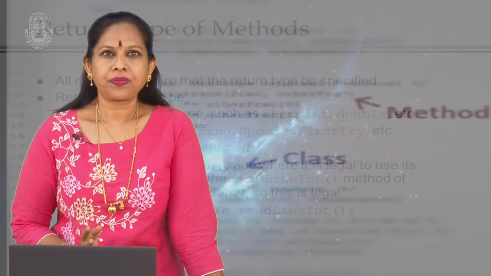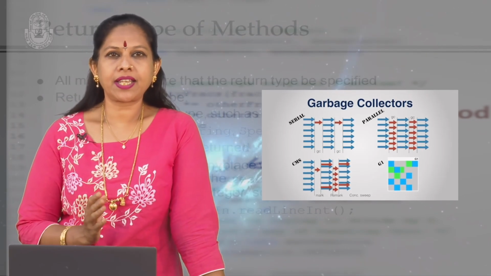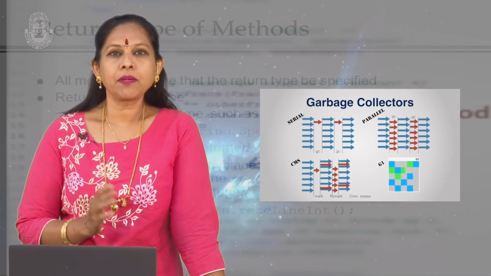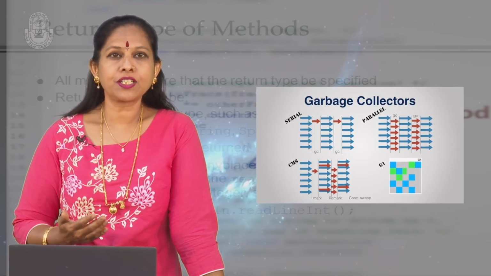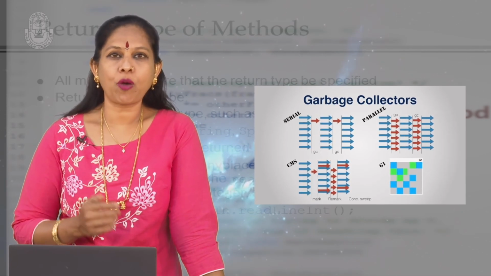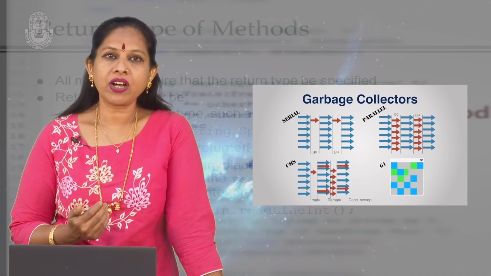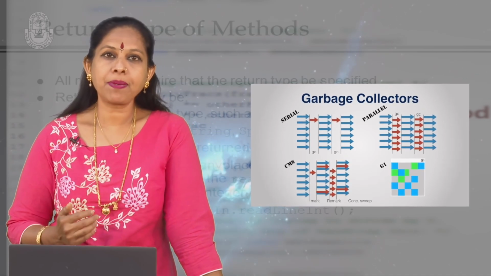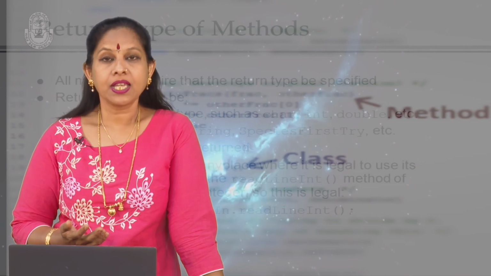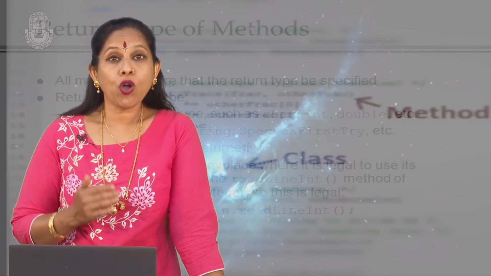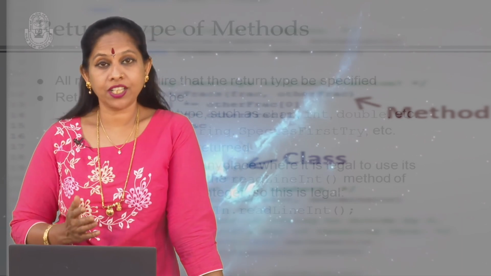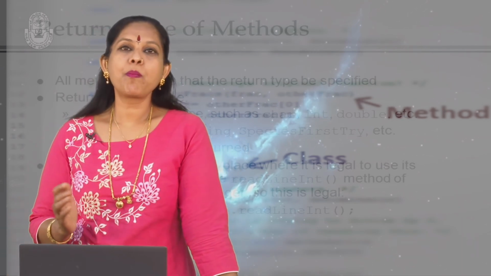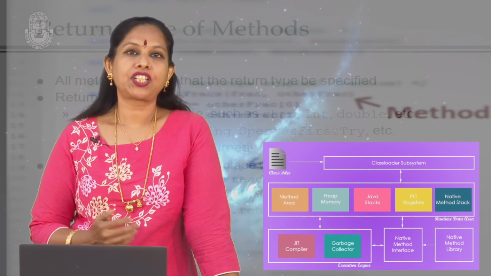Garbage collection. In certain languages like C++, dynamically allocated objects must be manually released by use of a delete operator. In Java, deallocation happens automatically. The technique that accomplishes this is called garbage collection. Java has no malloc or free functions.